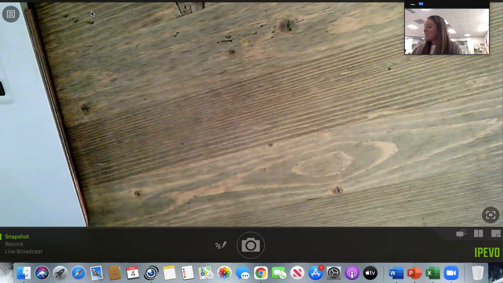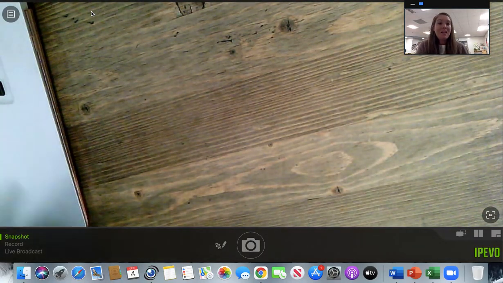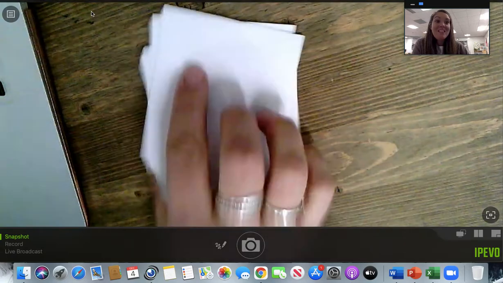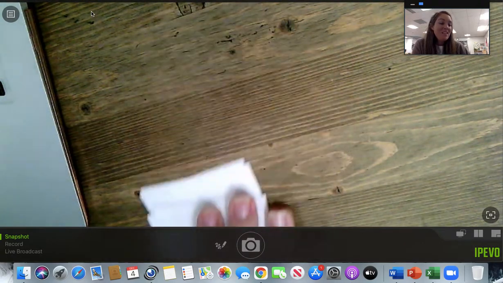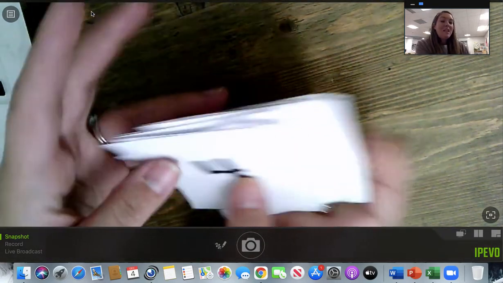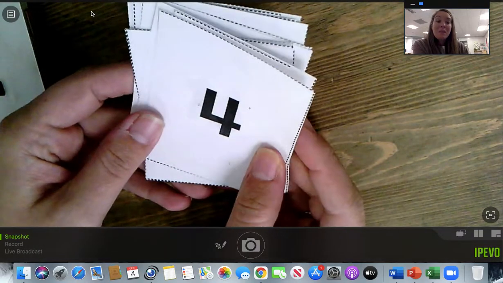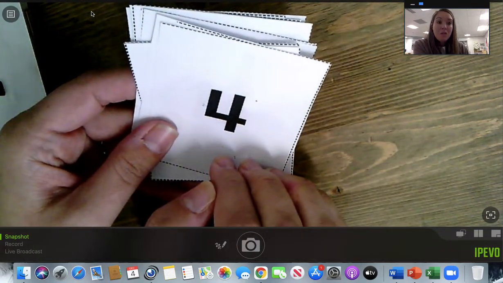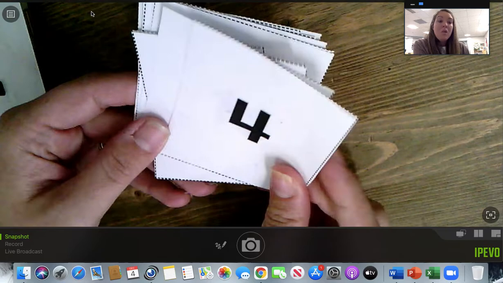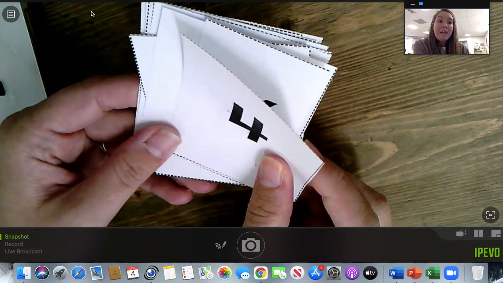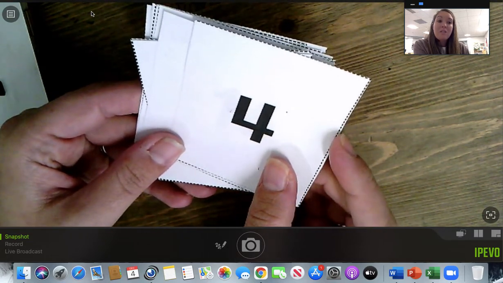The last lesson that we're going to talk about today, boys and girls, is our math lesson. And this is a fun game, okay? What we're going to do is, if you have some number cards at home, you can either make your own cards like I did here, or if you have a deck of cards that have numbers on it, you can use that as well.